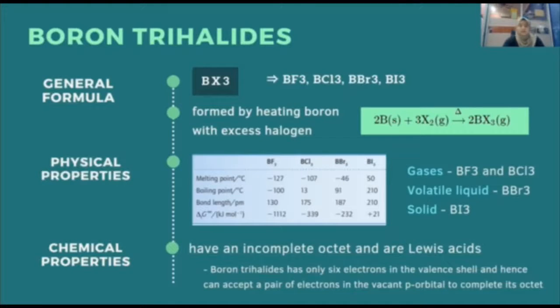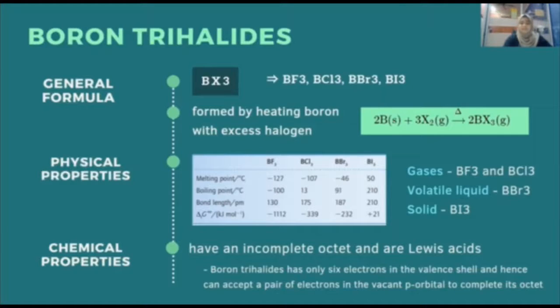The physical properties of boron trihalides are that they are very volatile, which means that they are easily evaporated at normal temperature. As you can see in the table, boron trifluoride and boron trichloride are gases because they have low boiling points, which are negative 100 degrees Celsius and 13 degrees Celsius respectively. Boron tribromide is a volatile liquid with a 91 degrees Celsius boiling point, and boron triiodide is a solid with a low melting point at 50 degrees Celsius.